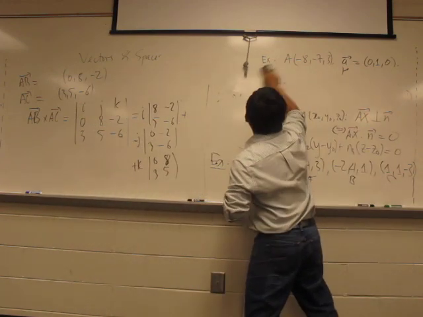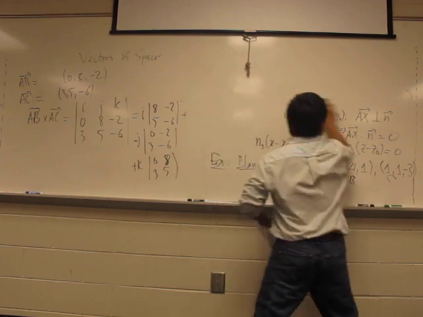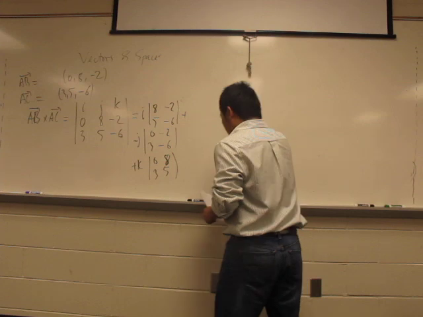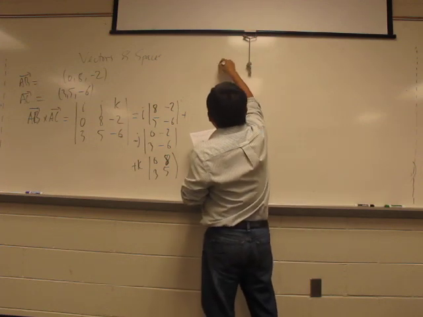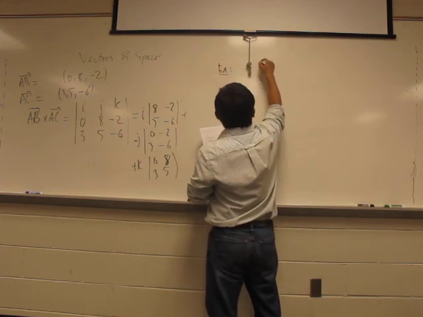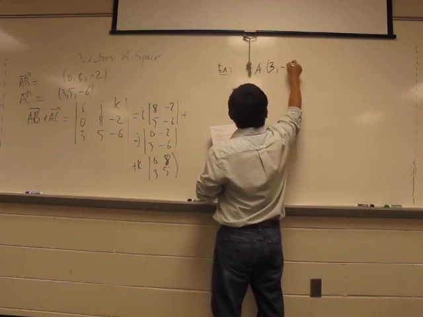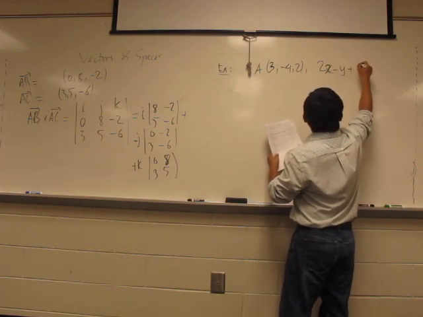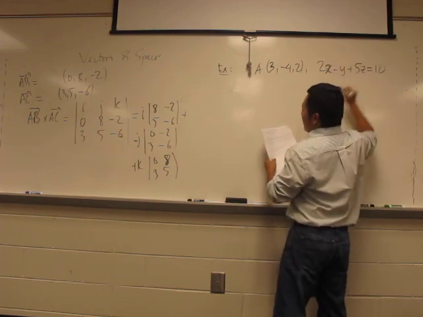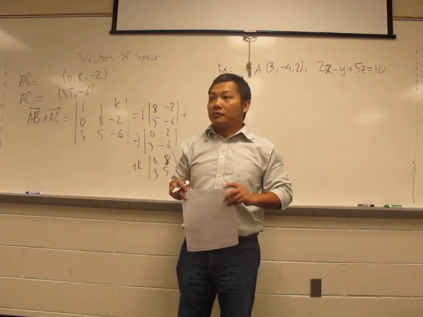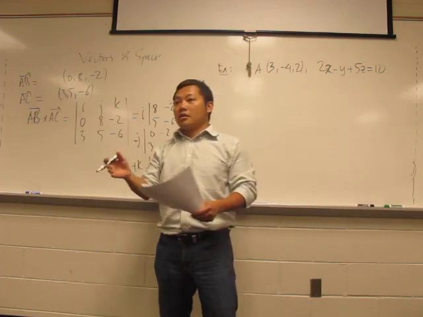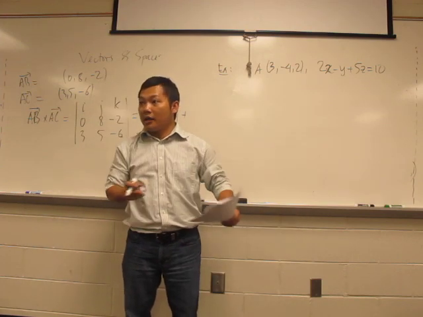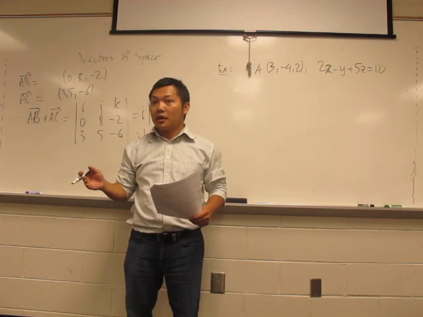We have another problem: how to find the distance from one point to a plane. That is the fifth question. You have the point A(3, -4, 2), and then you have the plane 2x minus y plus 5z equal to 10. And we need to find the distance from that point to the plane. I asked you to make a formula sheet, but in case you don't remember how to find the distance.